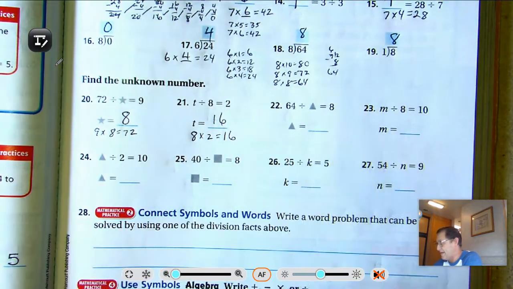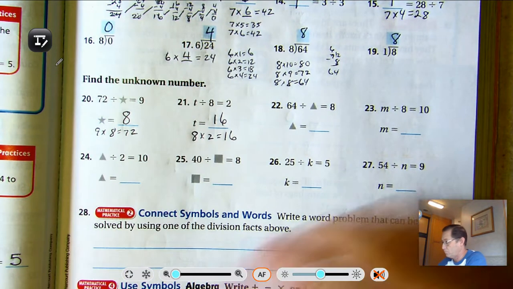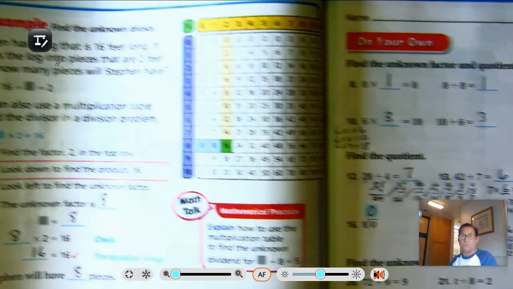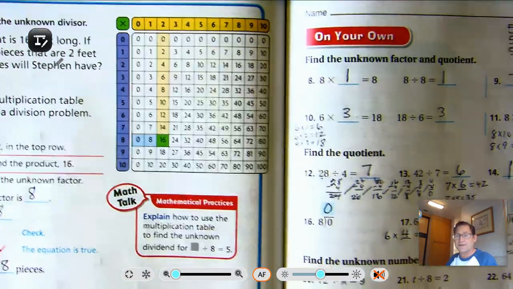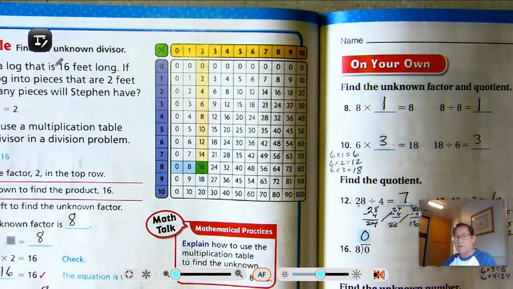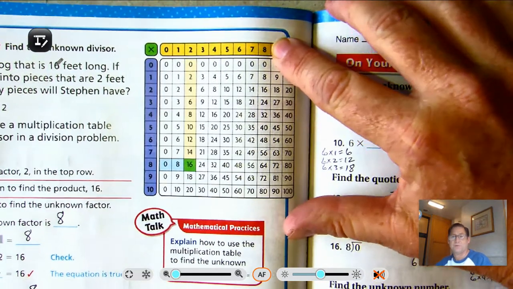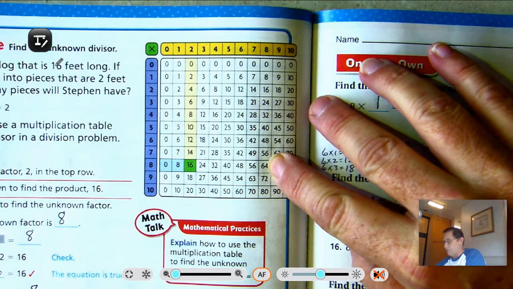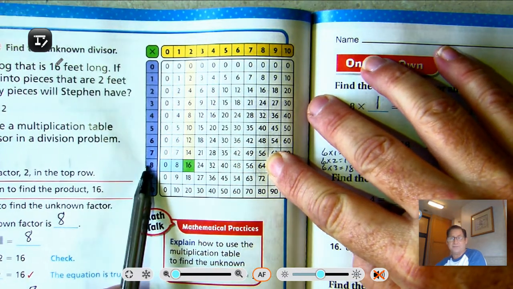64 divided by what is 8? 64 divided by what? So we could use our multiplication table. 64 divided by something is 8. Okay, so find 8 in the multiplication table. Go down to 64. Look to the left, and that tells you the missing divisor, 8.